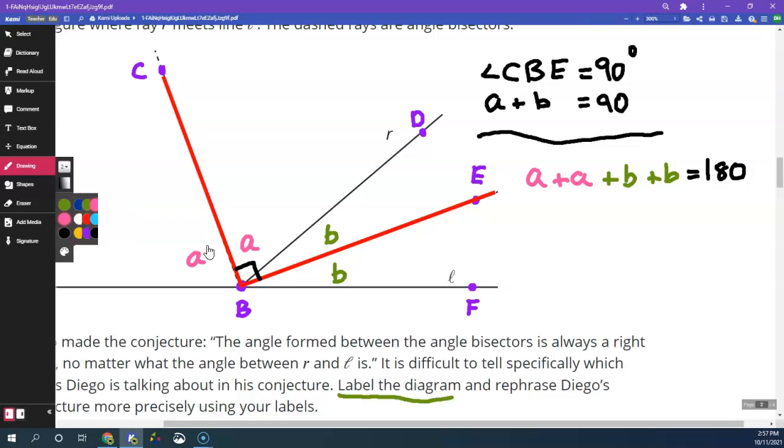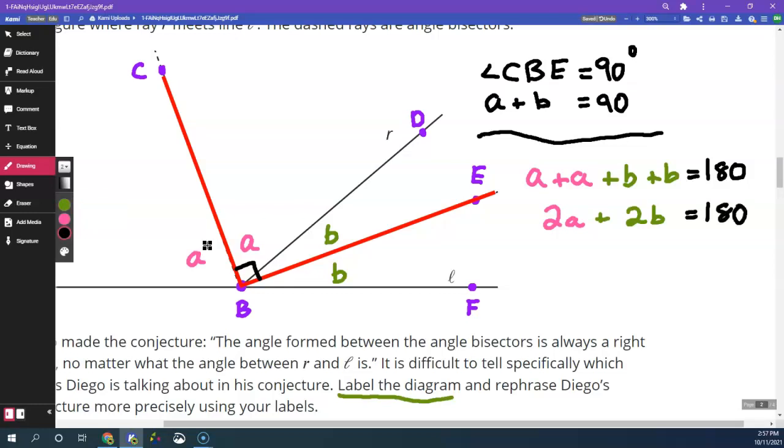And here's where algebra comes in. Not a whole lot, but it's important. So if you have one A and another A, how many A's do you have altogether? 2 a's. So a plus a equals 2a. All right, remember this. And if we have this b and another b, how many b's? 2 b's. All right, and so that means 2a plus 2b equals 180.